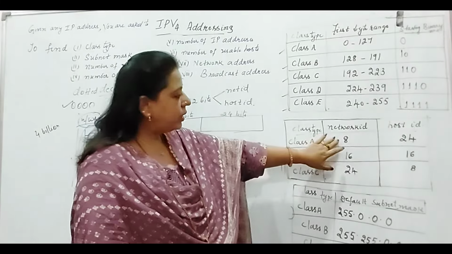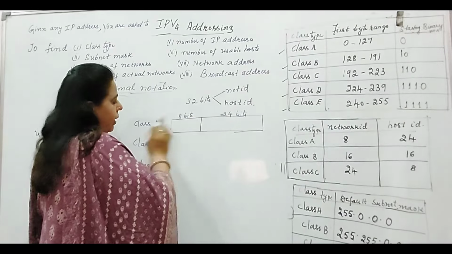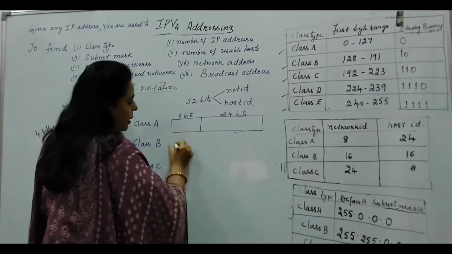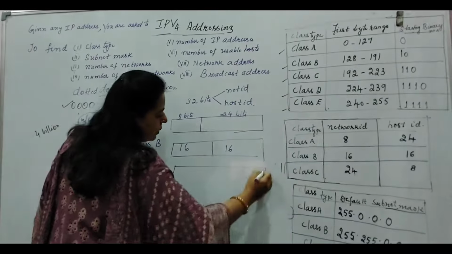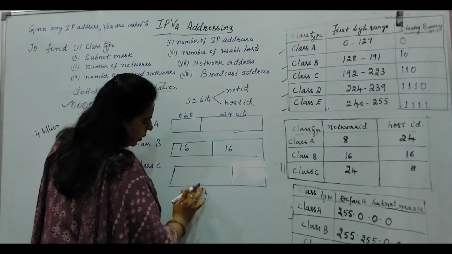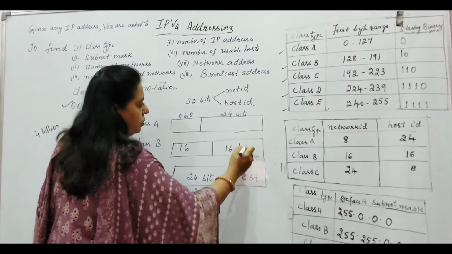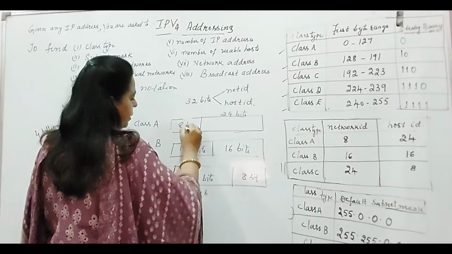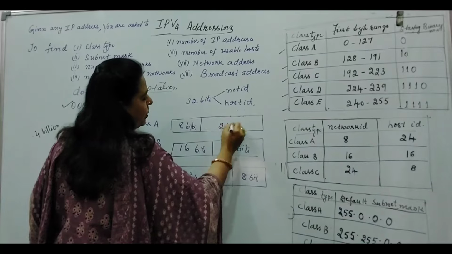So what is it that I have mentioned here? Out of 32 bits, 8 bits are used for the network ID in class A and 24 bits are used for the host ID. What about class B? 16 bits are used for the network and 16 bits are used for the host. And what about class C? Class C, 24 bits are used for the network. Okay, let me write it. 24 bits are used for the network and 8 bits are used for the host.